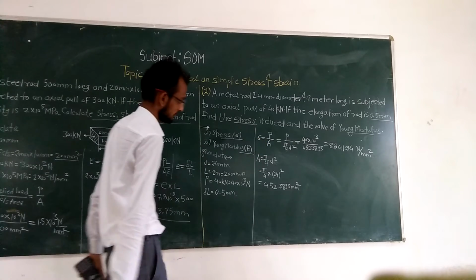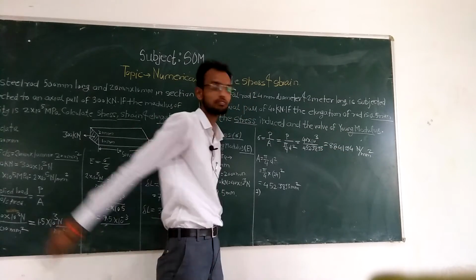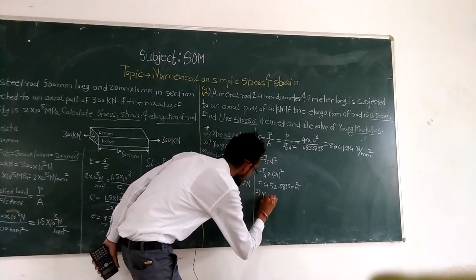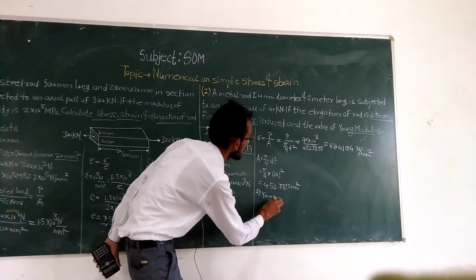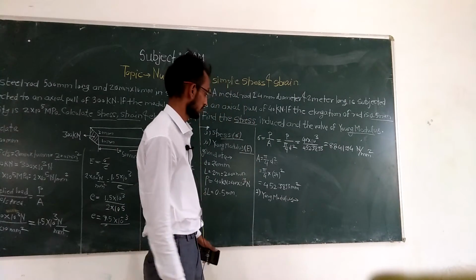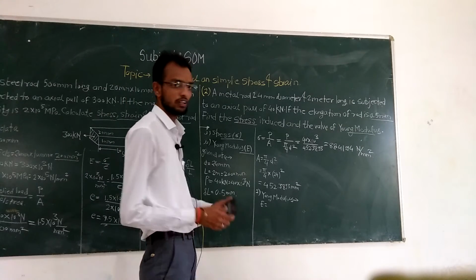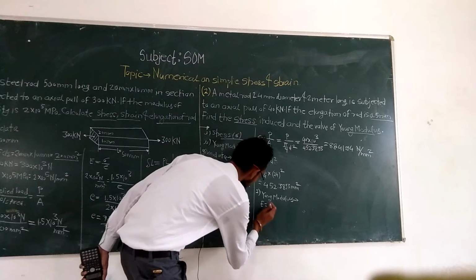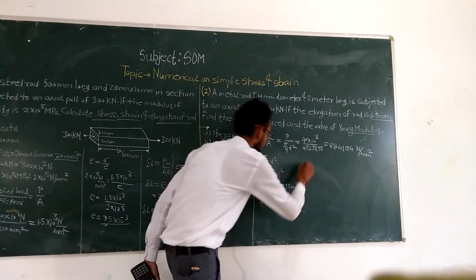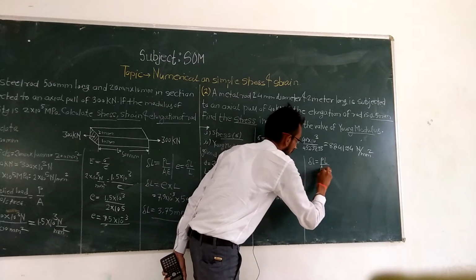The next is to calculate the value of Young modulus, E. You know the axial deformation, delta L, is equal to PL upon AE.